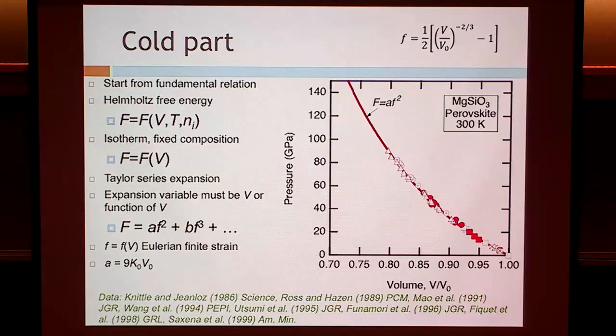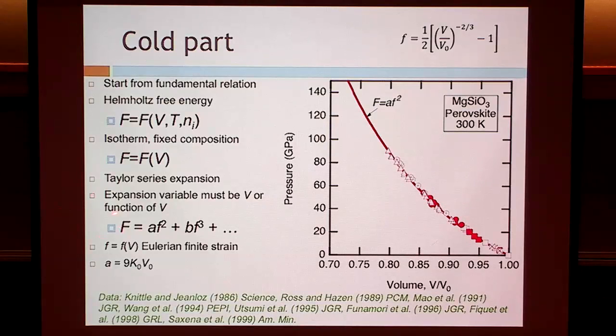It doesn't have to be a Taylor series expansion, except that the expansion variable has to be volume. That's a requirement of the fundamental thermodynamic relation. It has to be volume or a function of volume. What are we going to choose? Well, one possible choice is the Eulerian finite strain. And here is the isotropic part of it, written here. Wendy also showed this yesterday. That's one possible choice. Let's see what happens if we make that choice.